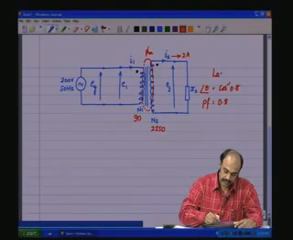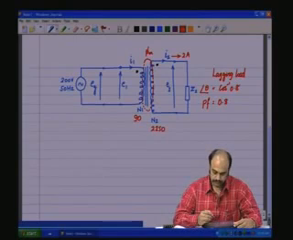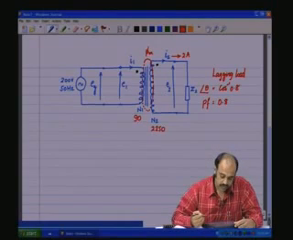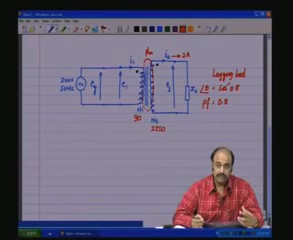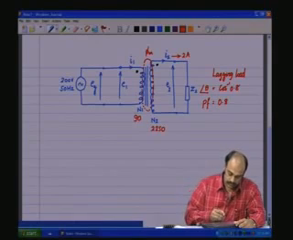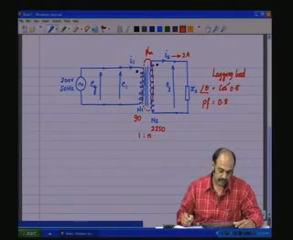Let us say lagging load, which means Z is an inductive RL kind of a load. Now, this being the description of the circuit, let us try to see what information we can extract. And this is a 1:n transformer.